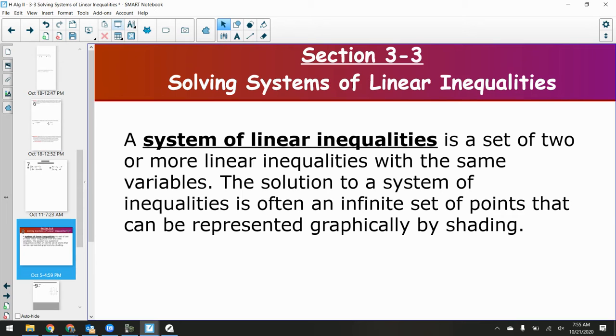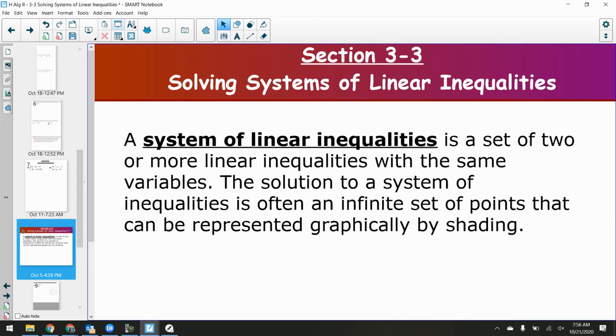The solution to a system of inequalities is often an infinite set of points, which should not be a surprise. Hopefully you can all see that, there's kind of a glare on the board. It should not be a surprise because the solution to a single inequality is an infinite set of points. This point is a solution. This point is a solution. This point is a solution. All of these coordinates over here are solutions to the inequality. It's an infinite set of values.